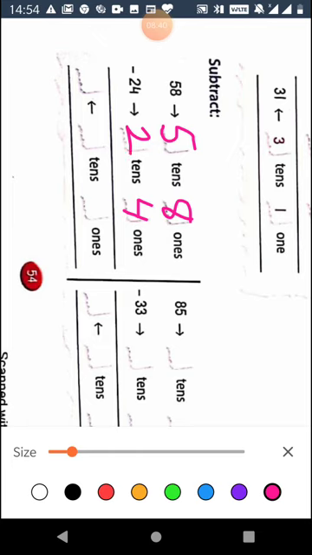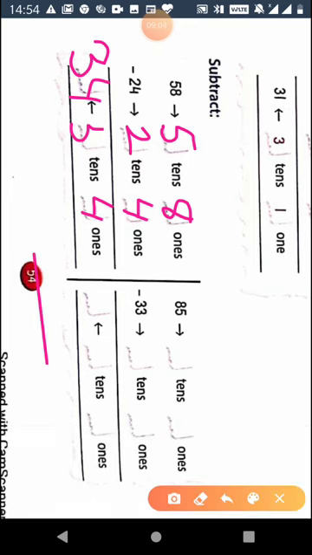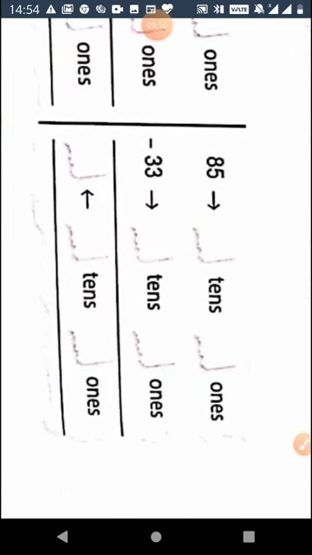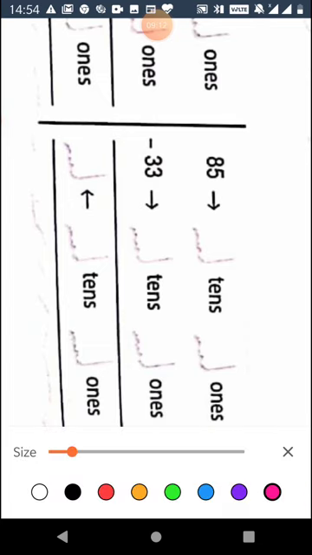So now you do the subtraction. 8 minus 4 is equal to 4 ones and 5 minus 2 is equal to 3 tens. So 58 minus 24 is equal to 34. Okay. Now next is subtract 33 from 85. So 85 is equal to 8 tens and 5 ones, and 33 is equal to 3 tens and 3 ones.